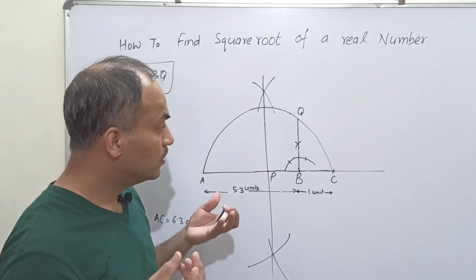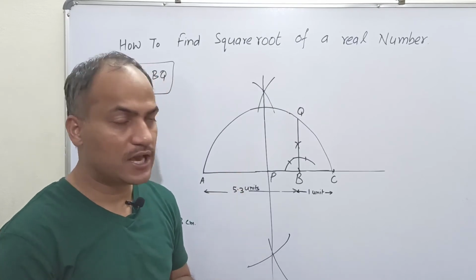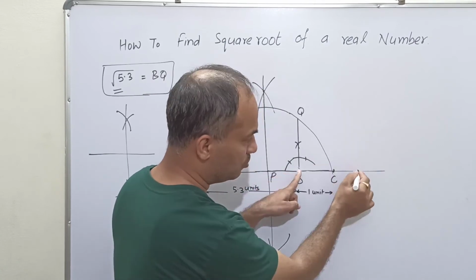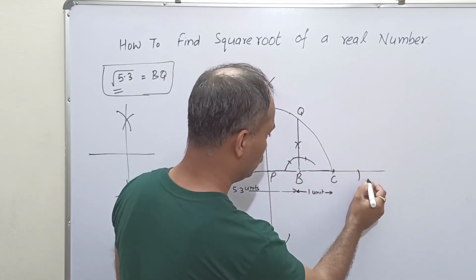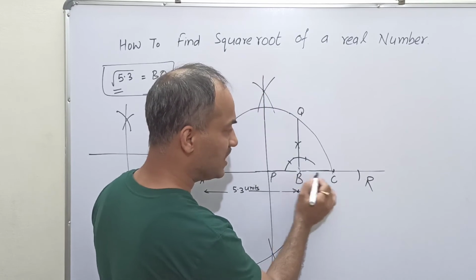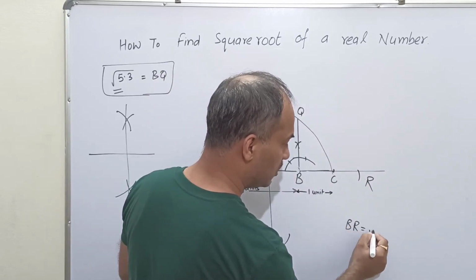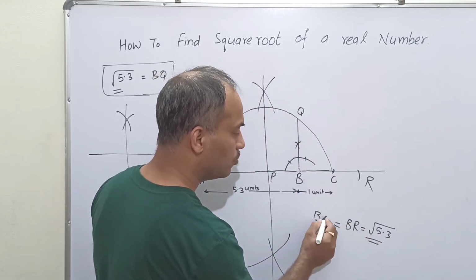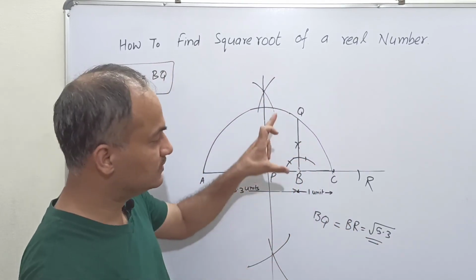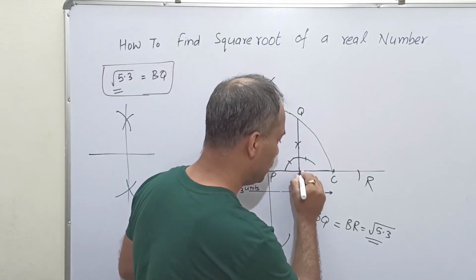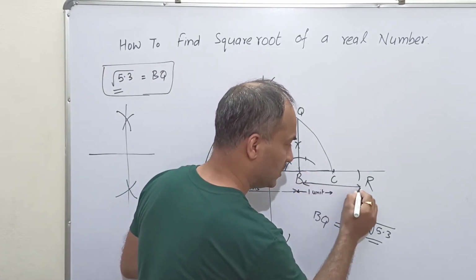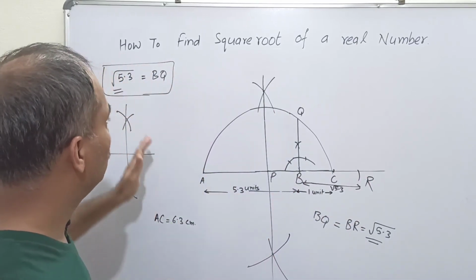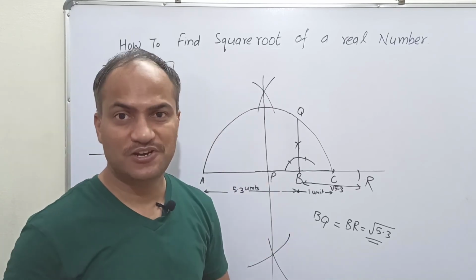Now if you have to represent this on the number line, you can do one more thing. You measure this BQ distance and then from B draw one more arc. Suppose this is R, so BR is actually square root of 5.3. BR and BQ are equal because you have taken the same arc. But here it is drawn on the number line. So this is the method, and by this method we can find the square root of any real number geometrically.